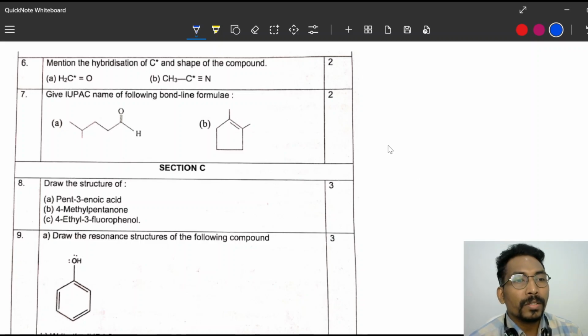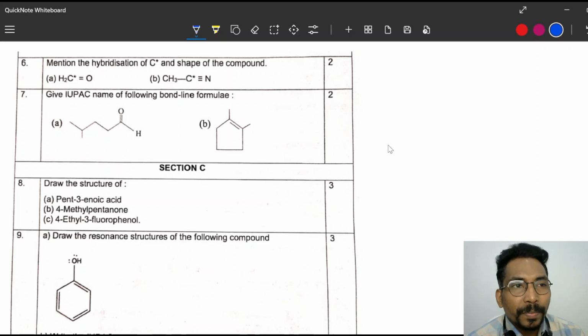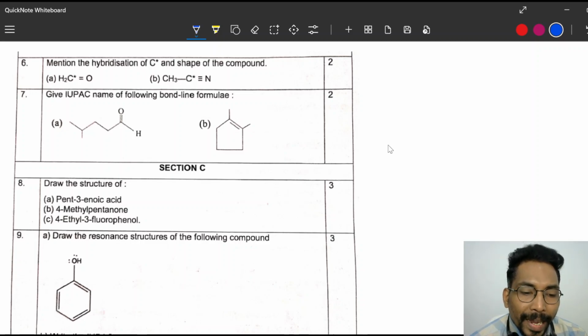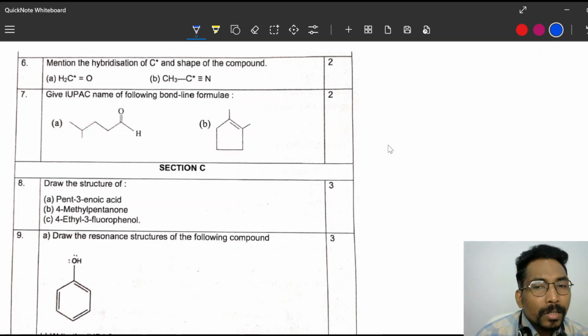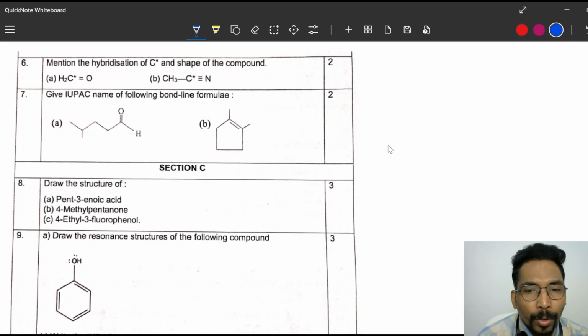Okay, now the very important questions are coming. We can solve that. Question number 6. Mention the hybridization of carbon and shape of the compound. You have to check the marked carbon atoms. First of all, I will give you an idea about how to check the hybridization of carbons in organic compounds. I hope all of you know that, still you can listen.